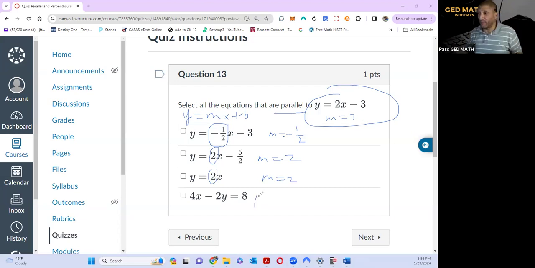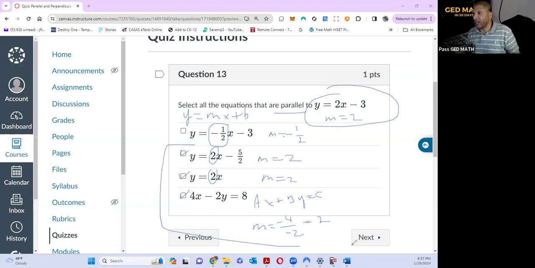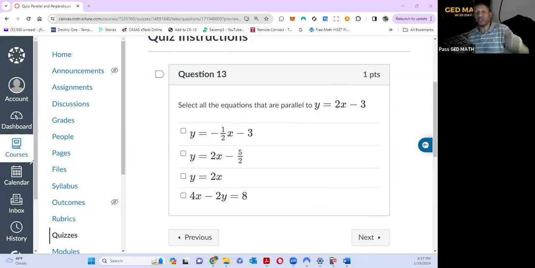This is standard form: Ax plus By equals C. So I need to take the opposite of A, which is negative 4, over B, which is negative 2. Two negatives make a positive. 4 over 2 is 2. Check, check, check. All these have a slope of 2. That should be a 30 to 45 second problem. And if it's not, go over it again and again till you know it.